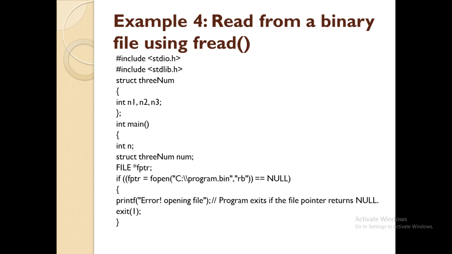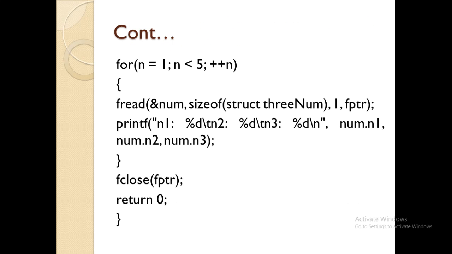Then inside the main function we are creating a variable of structure type 3num, then we are taking a pointer variable fptr, then we are opening the file program.bin, a binary file, in read mode using rb mode, and then we are checking if fptr is pointing to null or not. If fptr is pointing to null, then we print error opening file onto the screen, and then we exit the program. But if fptr is pointing to a valid file, then we take a for loop ranging from 1 to 4.